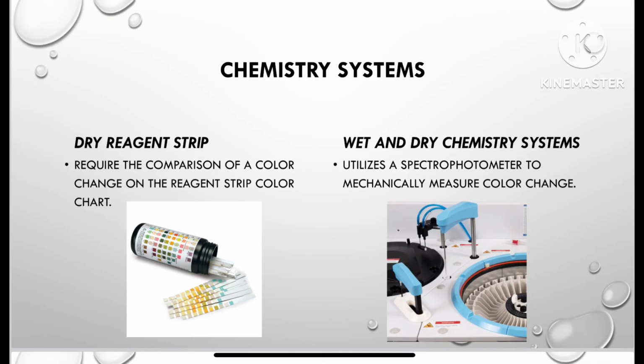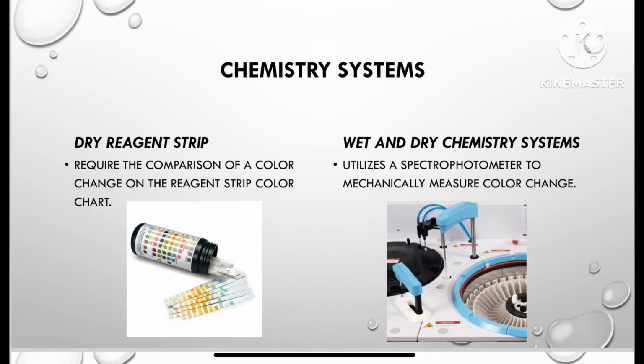And lastly, for our objective or the learning outcome, we need to discuss the two different chemistry systems. Actually, we have the dry reagent strip. This requires the comparison of a color change on the reagent strip color chart. So you will be reading the results with the aid of a reagent strip color chart. Well, for the wet and dry chemistry systems, this utilizes a spectrophotometer to mechanically measure any color change.